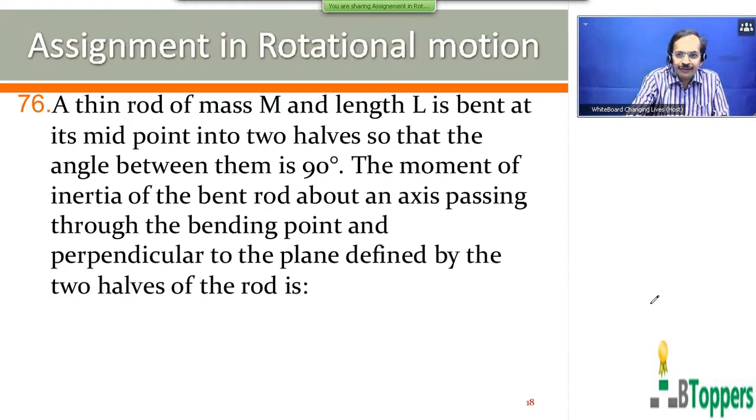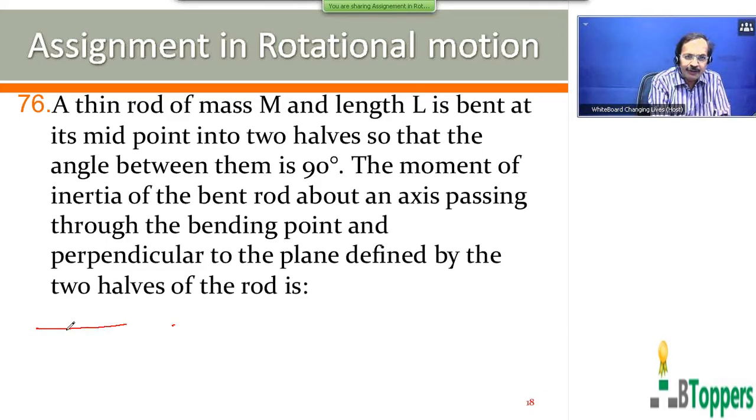So our next question, question number 76. A thin rod of mass m, length L, is bent at its midpoint into 2 halves so that the angle between them is 90 degrees. The moment of inertia of the bent rod about an axis passing through the bending point, perpendicular to the plane defined by the 2 halves of the rod.